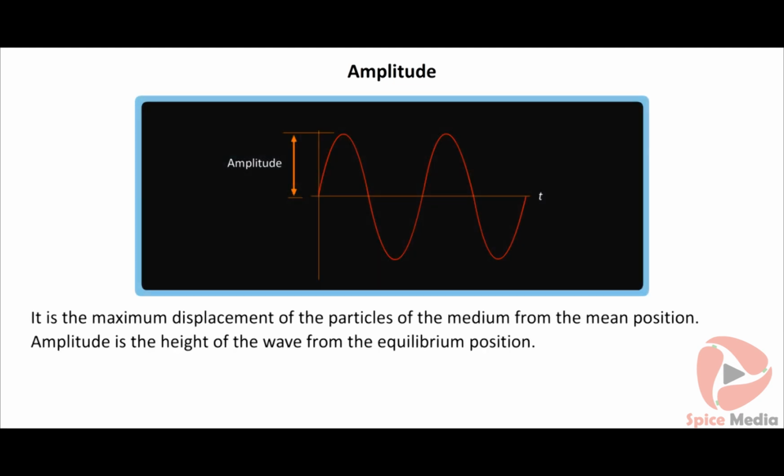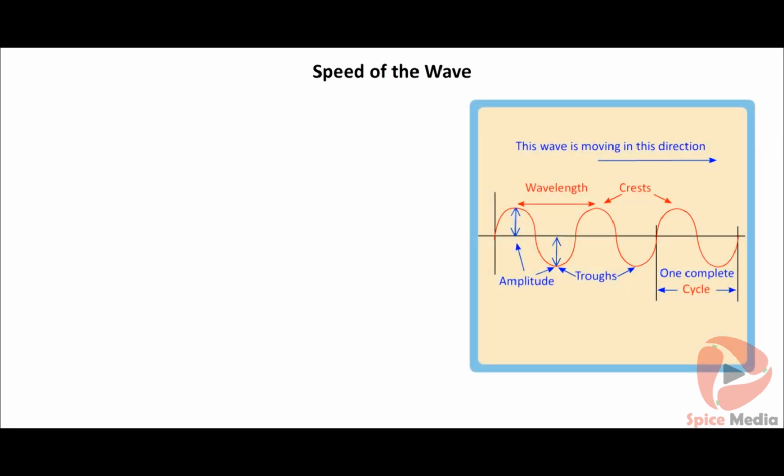Knowing the frequency and time period, let us now learn about the amplitude of the wave. It is the maximum displacement of the particles of the medium from the mean position. Amplitude is the height of the wave from the equilibrium position. We have learnt the properties of a wave such as wavelength, time period, frequency, and amplitude.